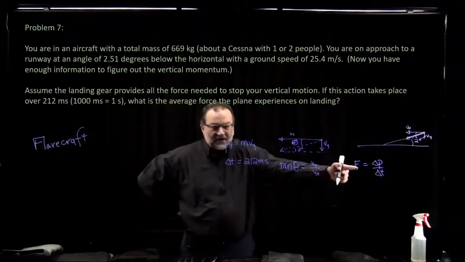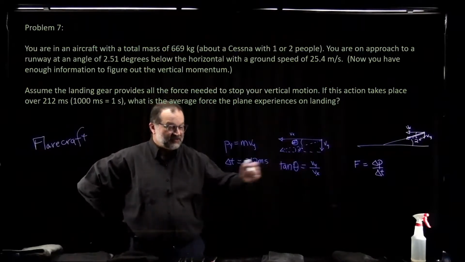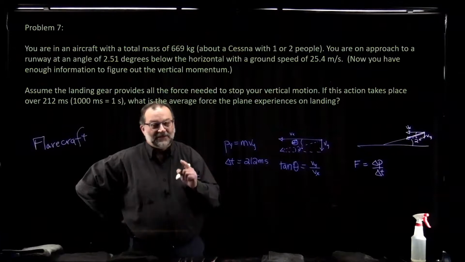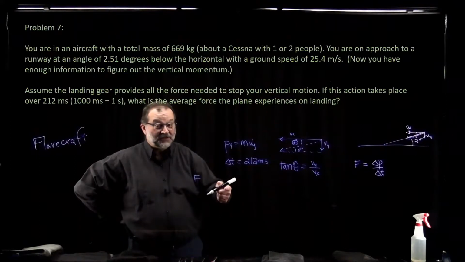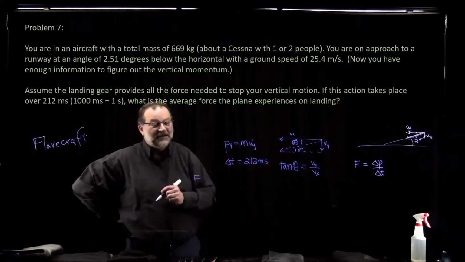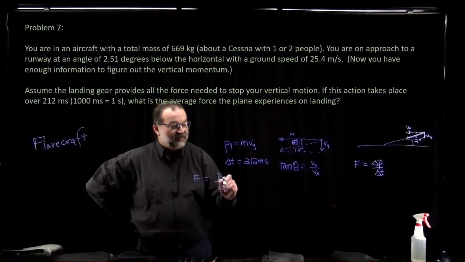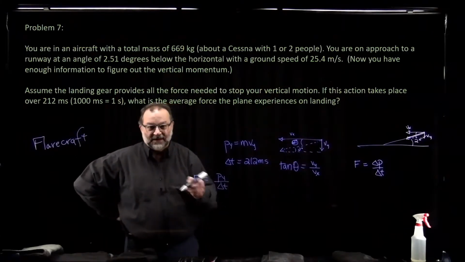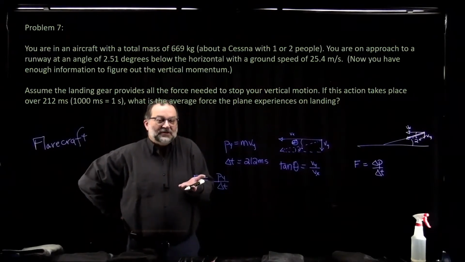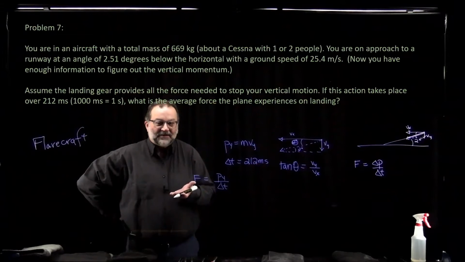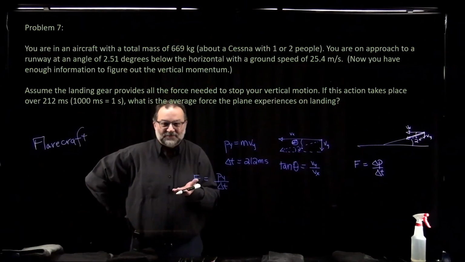Well, we're going to go back to our impulse equation, F equals delta P over delta t. So F, the force, and again, we're looking for the magnitude here because this is a negative force. It's opposite to the direction of motion. But we're just going to go with the magnitude, which is Py over delta t. And we're going to get how much force it takes to stop the vertical motion of the plane in the amount of time it takes for the plane to settle down into the gear. And there you have it for this problem. Good luck.